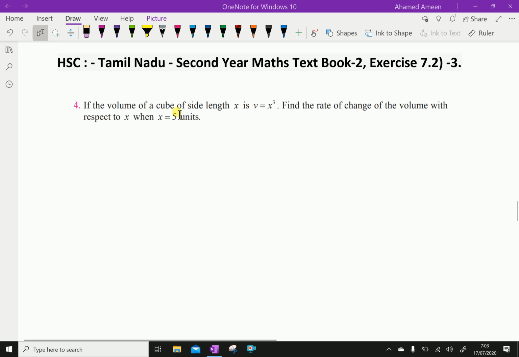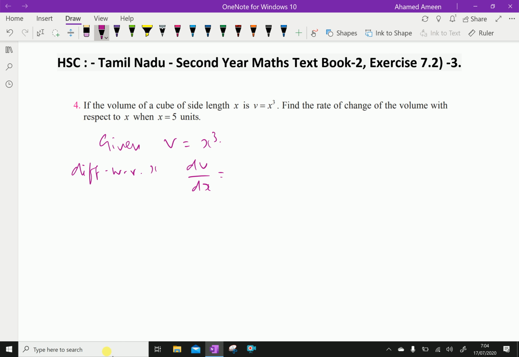If the volume of a cube of side length x is V equals x cube, find the rate of change of volume with respect to x when x equals 5 units. Here, the given volume V equals x cube. We have to differentiate with respect to x. We get dV by dx equals 3x square.